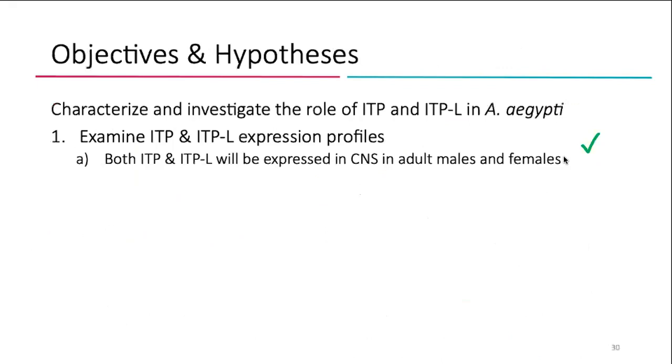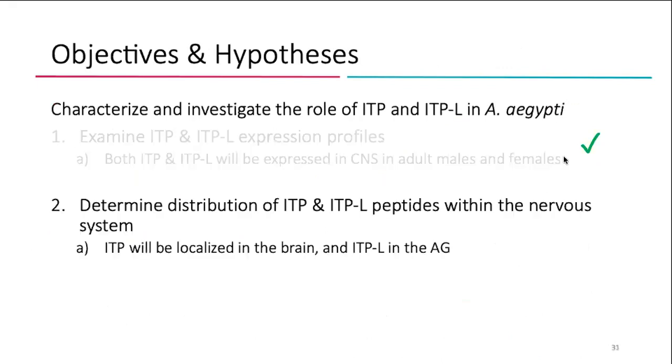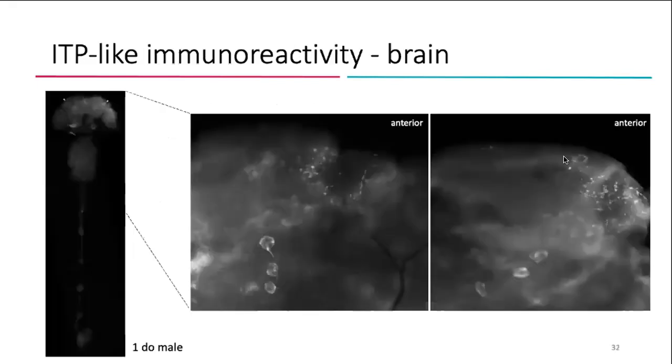So now that we've mapped this expression profile for both peptides, we then wanted to determine the distribution of ITP and ITP-L peptides within the nervous system. Based on our expression profiles, it was hypothesized that ITP would be localized in the brain and ITP-L to the abdominal ganglia of the mosquito. So we were able to get a hold of a primary antiserum specific to the Aedes ITP peptide.